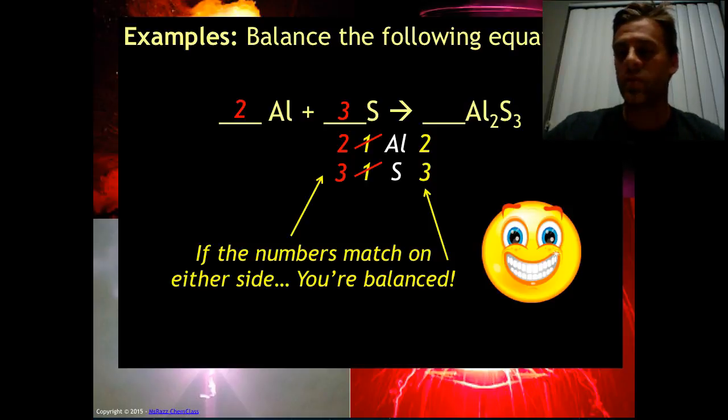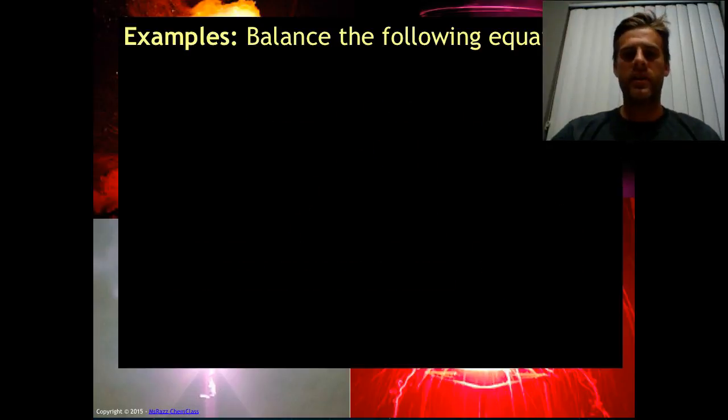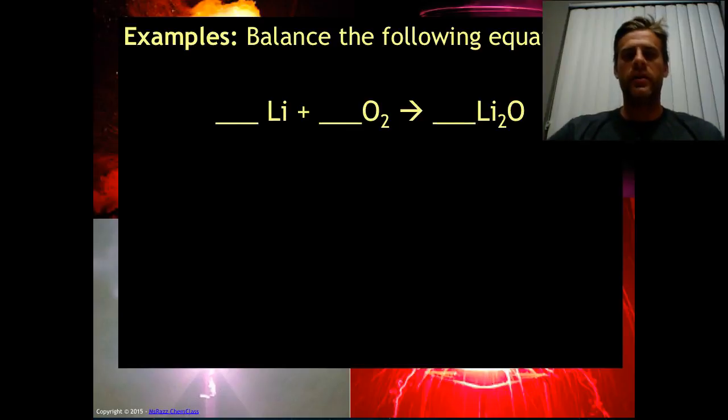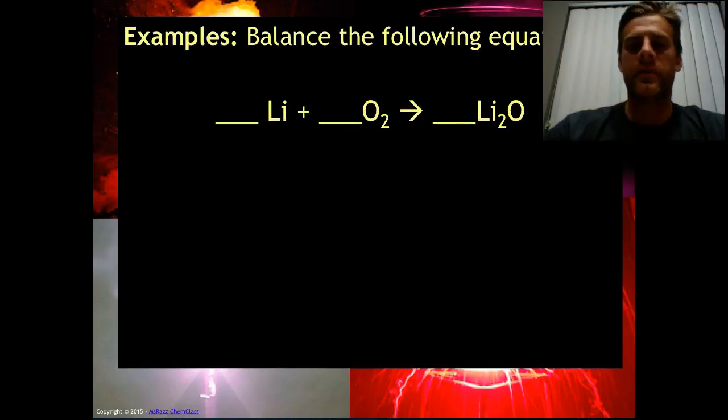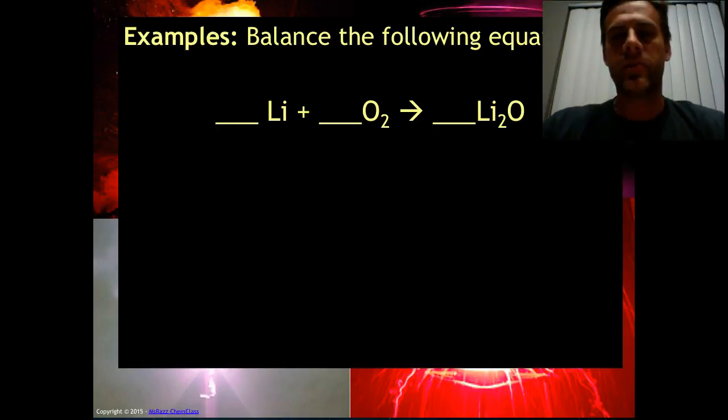To be honest, this is a really, really simple one, and it's a good starter. But as long as you understand the idea that they have to be the same number of atoms on either side. Okay? All right, let's try the next one then. So here, I got something a little different. I have lithium and oxygen making lithium oxide. This is another what we call combination reaction.